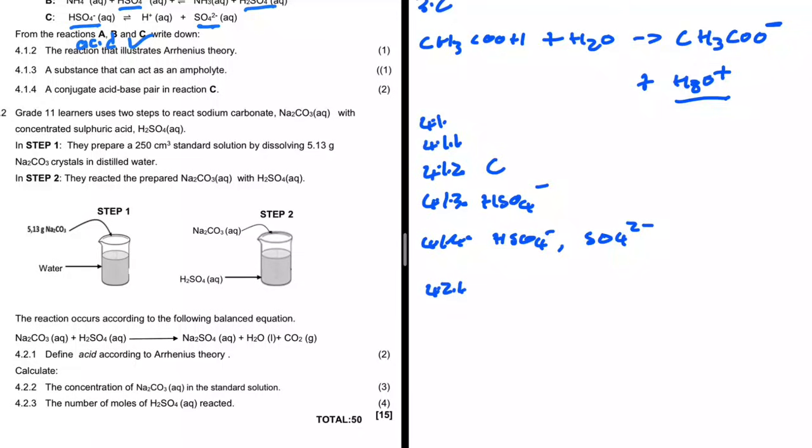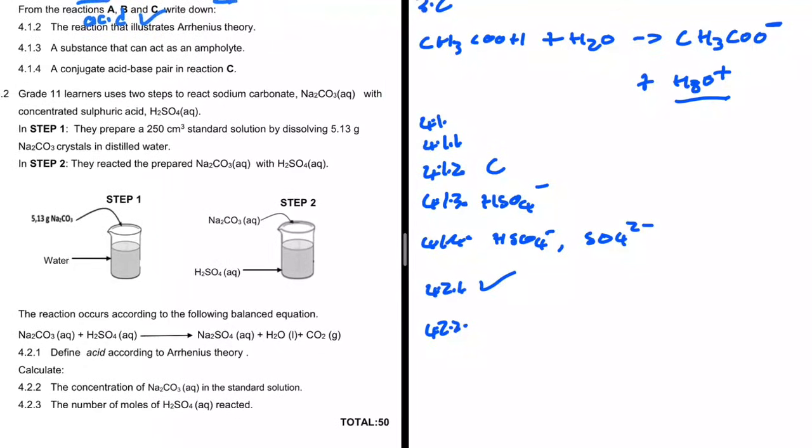We have defined everything, I think. So an acid is a substance that ionizes to produce hydrogen ions when dissolved in water. That is 4.2.1. Now 4.2.2: calculate the concentration of Na2CO3 in the standard solution.